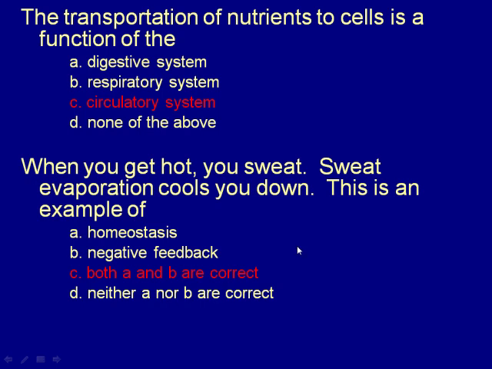This is also a real important reason to read test questions all the way through before you answer, because if you only read the A and go, oh, it's homeostasis, and didn't read the rest of them, you would have missed the answer even though you probably knew the answer to the question.